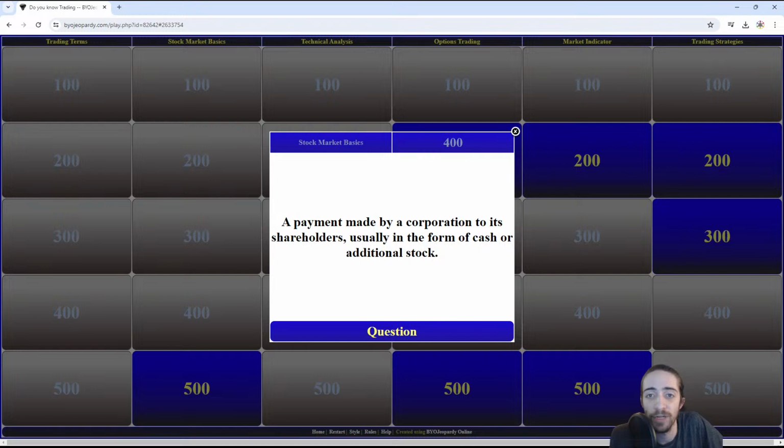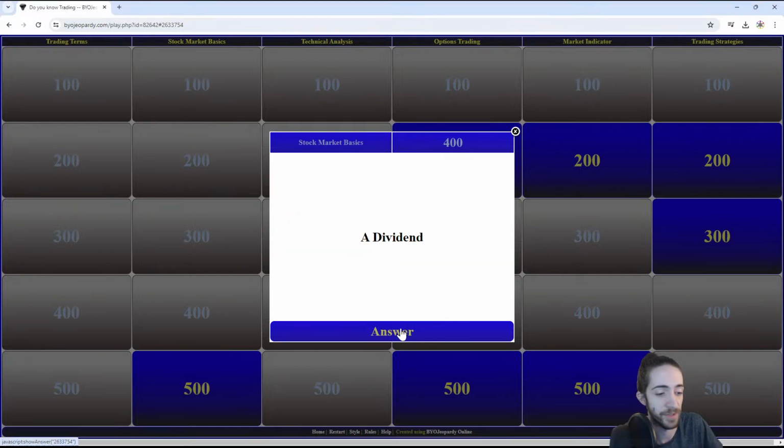Payment made by a corporation to its shareholders, usually in the form of cash or additional stock. Not every stock offers this, but some do. Victoria, you are on fire tonight. Joyce, Keith, all of you guys. Lulu, awesome. You definitely know your stock market knowledge. I'll make sure next week will be even more difficult. It's up to you guys if you want me to keep the categories or if you have any other categories. What is a dividend?